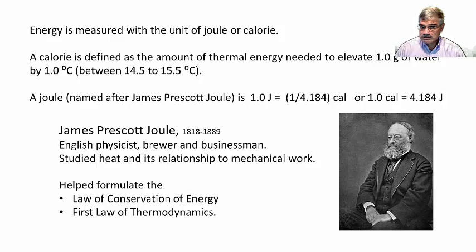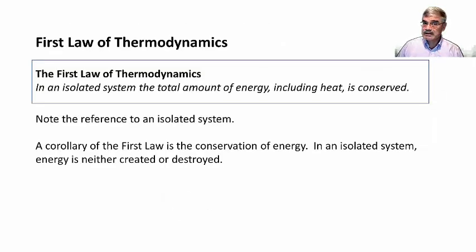The other unit that we will use quite often is a joule, which was named after James Prescott Joule. And the relationship between a joule and a calorie is shown in this slide. 1 calorie is equal to 4.184 joules. So that means a joule is a smaller unit because it takes 4.18 of them to be equal to 1 calorie. Now, James Prescott Joule was an Englishman. He was a physicist. He's a brewer and a businessman, and he studied heat and the relationship to mechanical work, and he helped formulate the first law of thermodynamics, which we will now give to you.